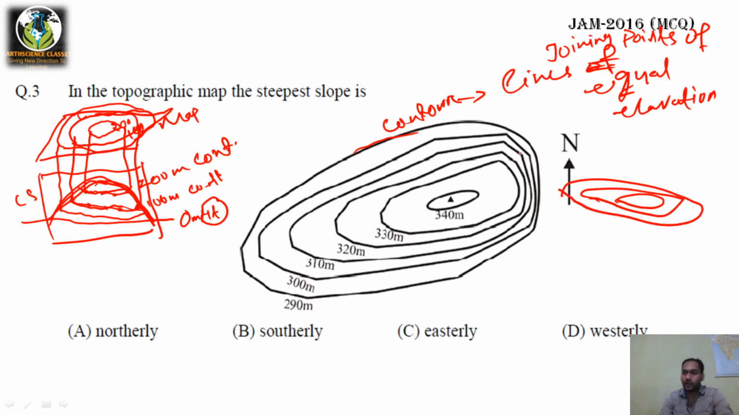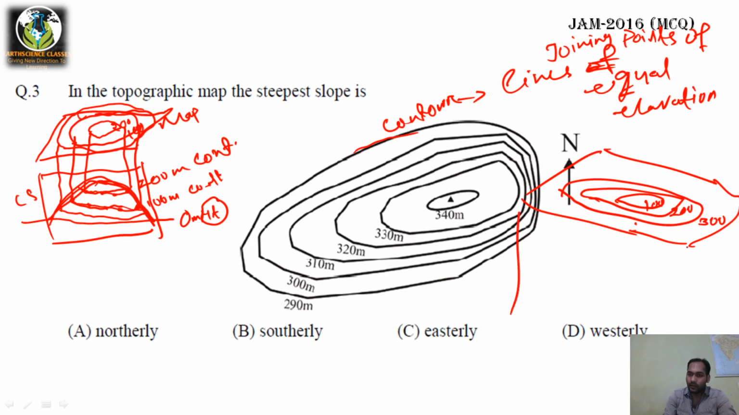Now I'll put the contours here: 100, 200, 300 like that. So what does it mean? The center part is having lower elevation. It is a map, right? This is a map view. So here you are getting that the center part is having lower elevation than the outer part.